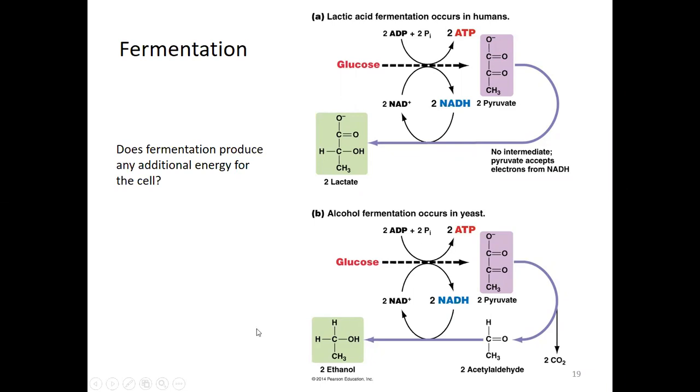Bacteria can ferment to produce alcohol. Bacteria can also ferment to produce lactic acid. And that is what helps produce things like cheese, yogurt, bread, sauerkraut, kimchi, miso, soy sauce. All of these foods are the result of fermentation, and it's a result of bacterial or yeast fermentation in the food product.